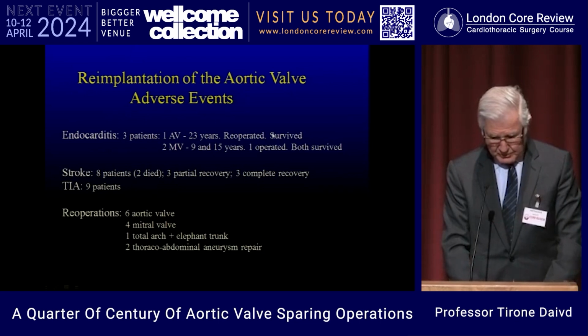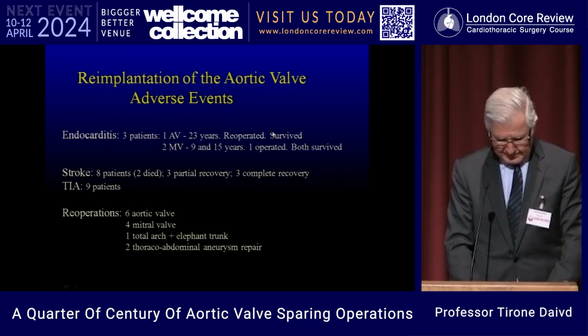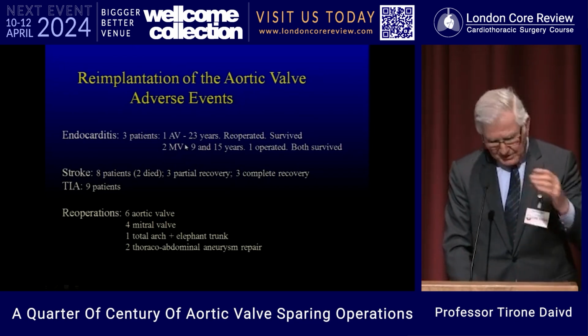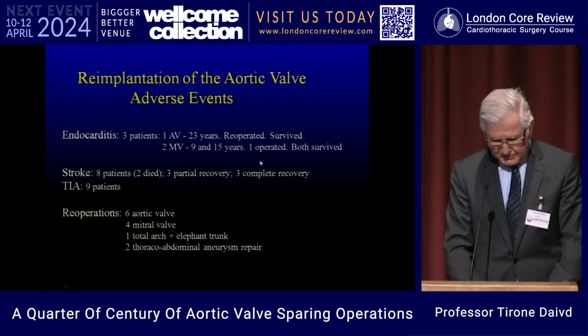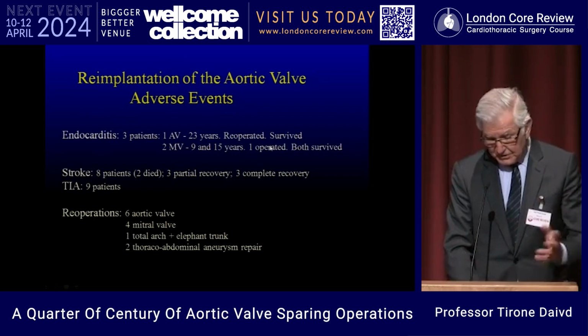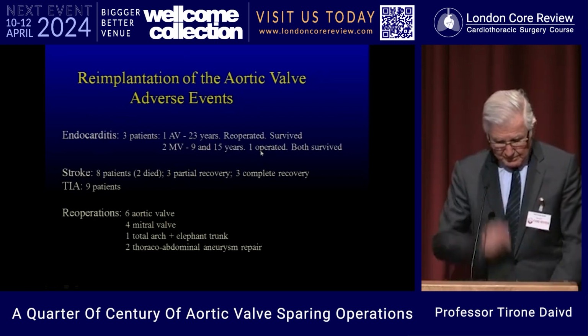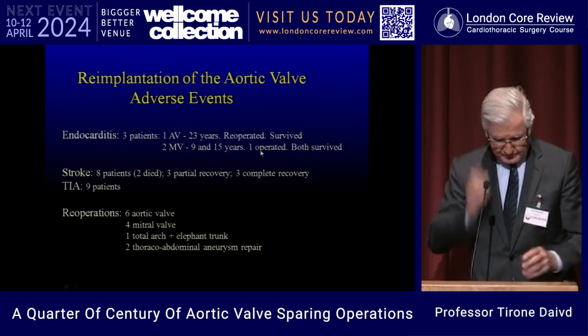She was reoperated on and she's alive with a homograft now. And 2 mitral valve repairs, not repairs, mitral valves that became infected, at 9 and 15 years. One was treated medically, she's fine. The other one had to have the mitral valve repaired, but he's fine as well.